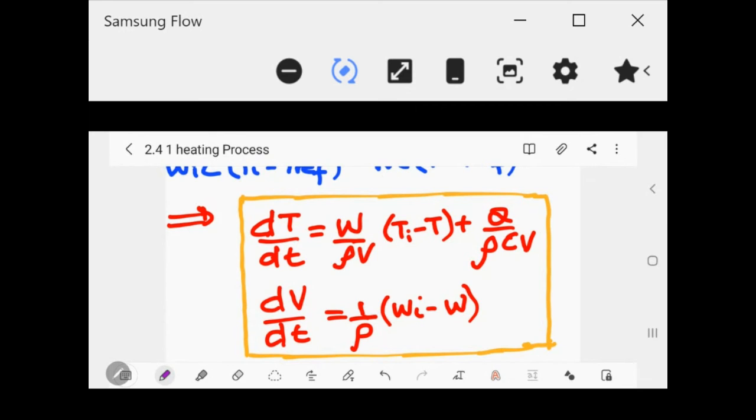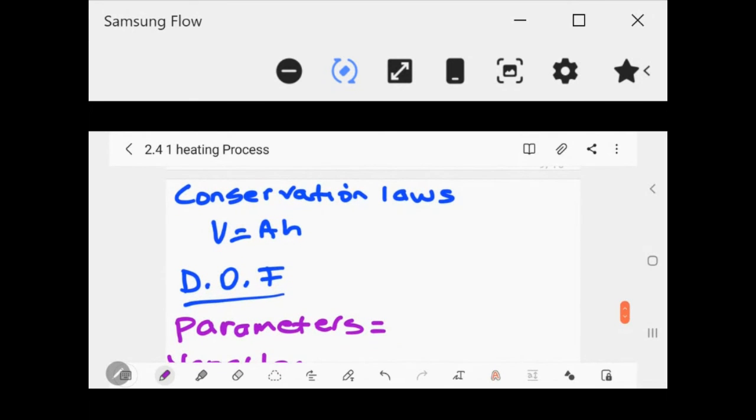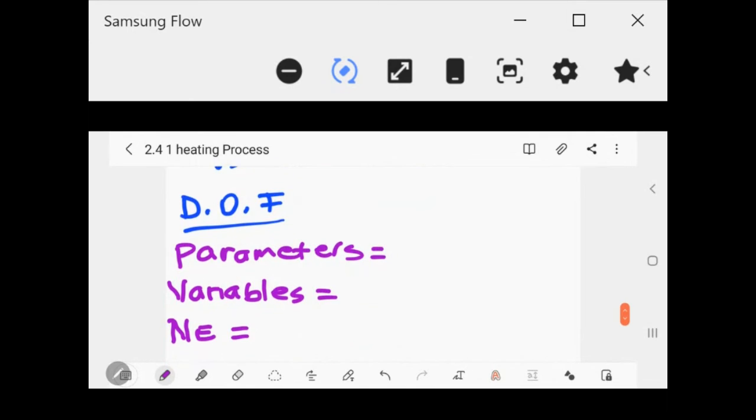So we move on now to check the degrees of freedom. Here I spoke about the conservation laws earlier. I did mention that you can write the volume in terms of the area and the height, which is preferable, but for this particular case, we didn't. Again, we go back to the degrees of freedom.